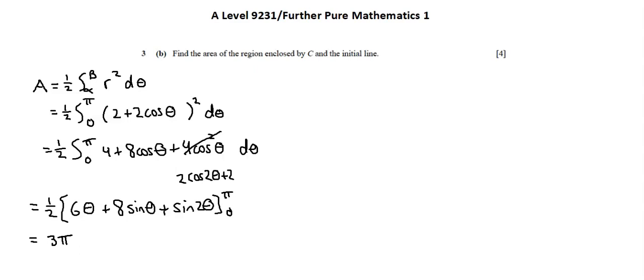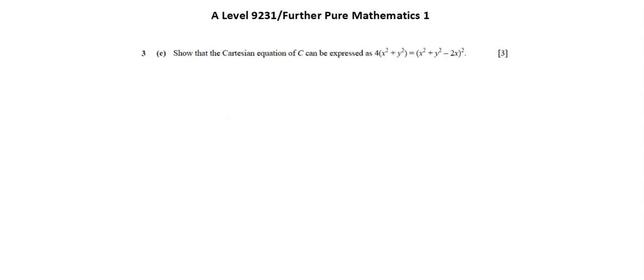Let's go on to part C. Show that the Cartesian equation of C can be expressed as 4 times quantity x squared plus y squared equals quantity x squared plus y squared minus 2x squared.